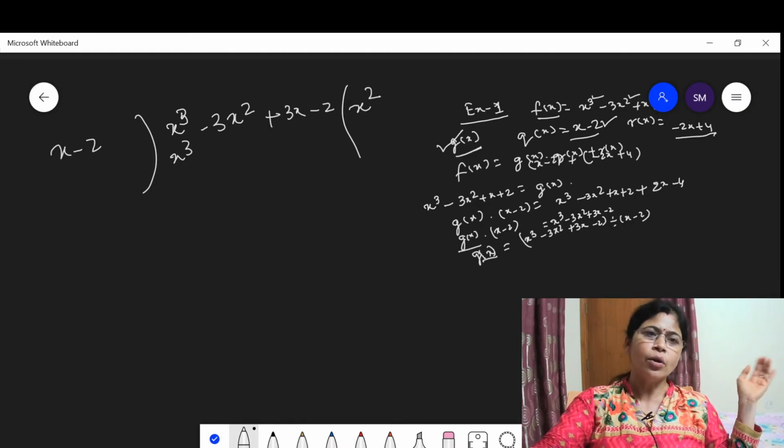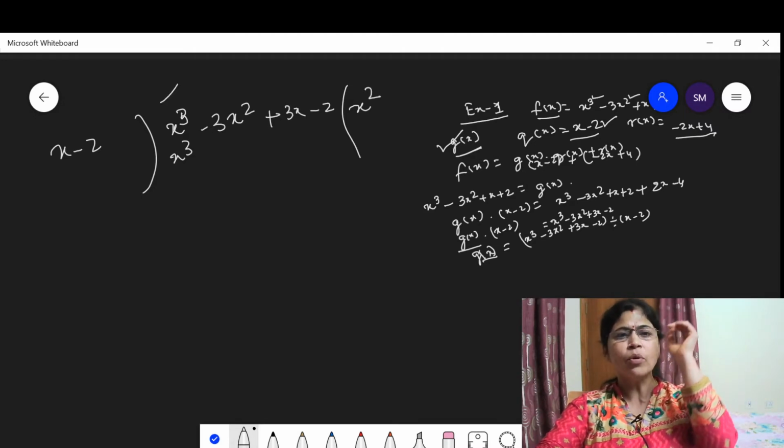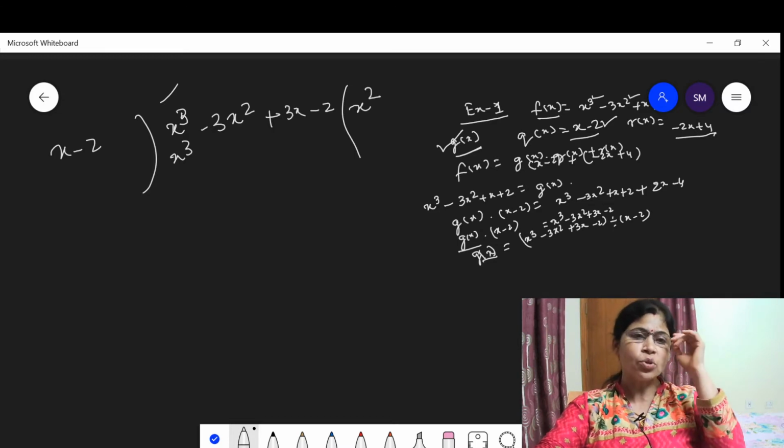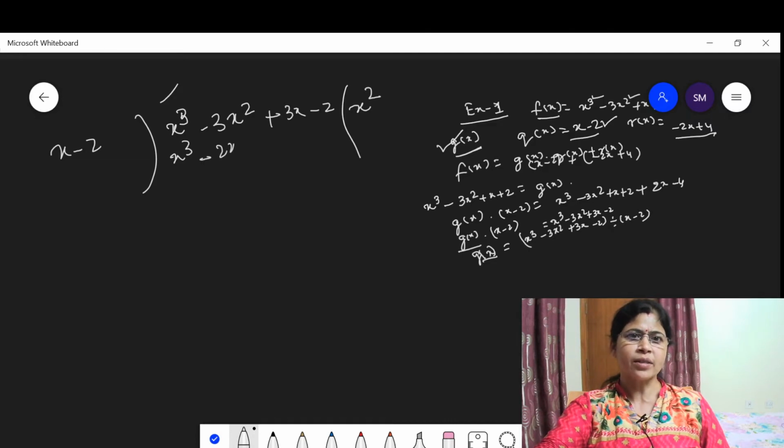Then look here, how can we do the long division method? X minus 2 is here, and we have to get x cube. Multiply x by x square, which is x cube, then x square multiplied by minus 2 is minus 2x square. When we subtract, we get minus 3x square plus 2x square, which is minus x square, plus 3x minus 2.